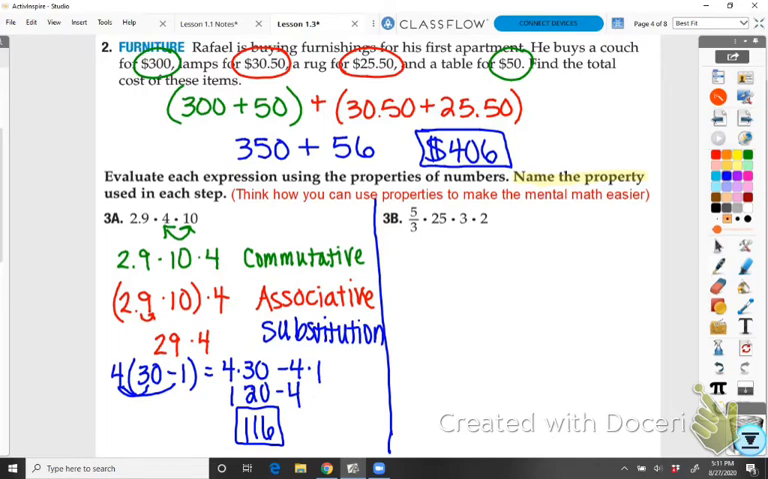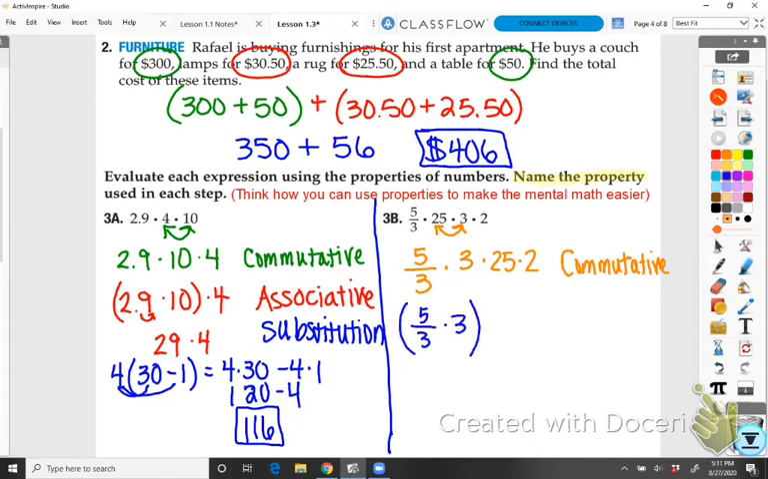So let's look at the one with the fraction. 5/3 times 25 times 3 times 2. I kind of want to get rid of that ugly fraction. Which one of the numbers would be easy to get rid of the denominator of 3? So I'm going to switch the middle. So that's 5/3 times 3 times 25 times 2. When I did that, I was using commutative. Then we can group the 5/3 times the 3 together and the 25 times the 2 together. So that was associative.